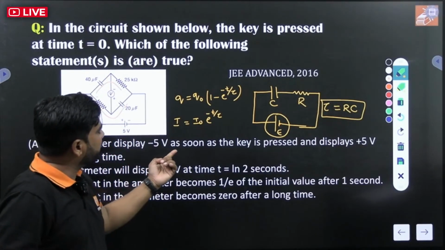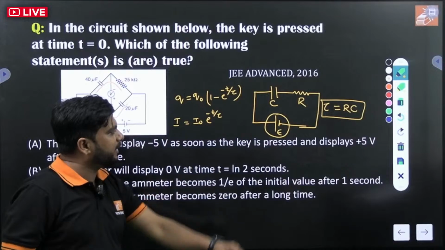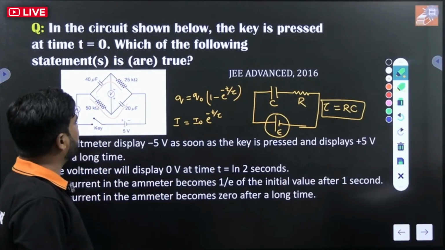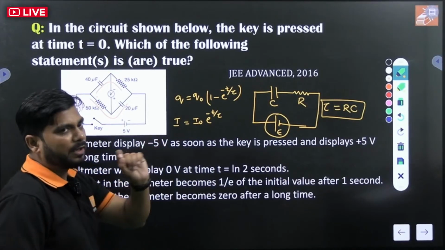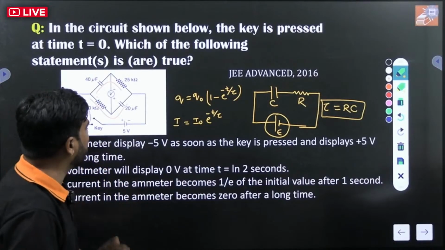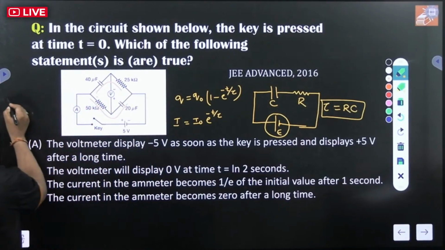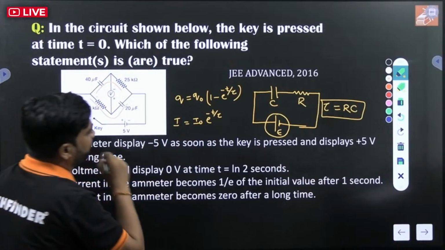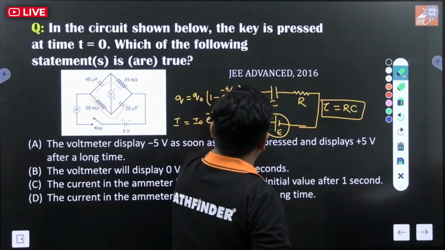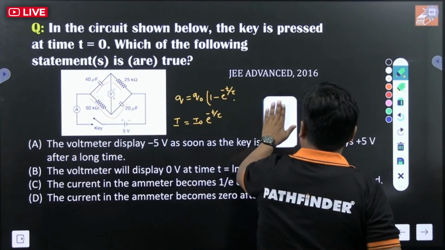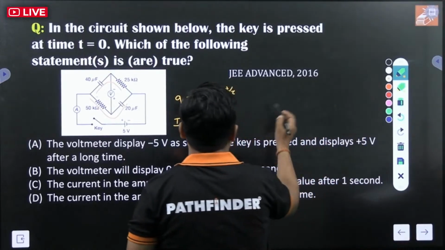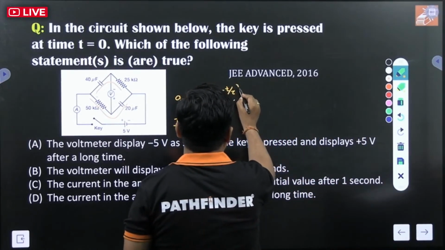Voltmeter displays -5 volt as soon as the key is pressed and displays +5 volt after a long time. Before that, let's finish one more task. Can you calculate, if I draw this circuit like this, I am removing this. I am drawing this circuit like this.